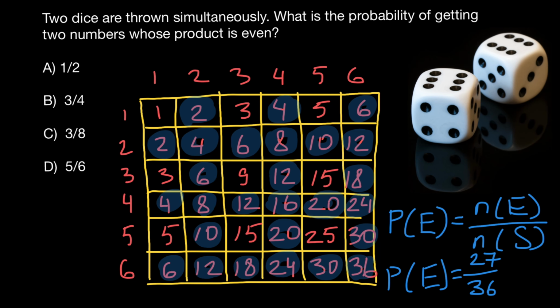So we can simplify this fraction, and we are going to get 3 over 4. And this is going to be our answer. Take a look. This is answer B.